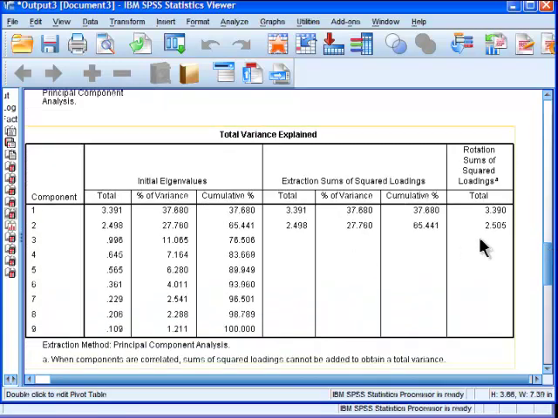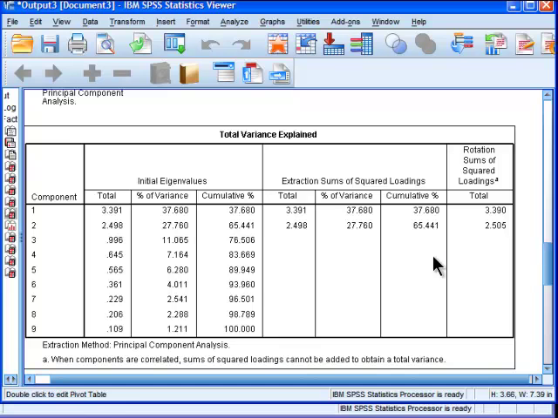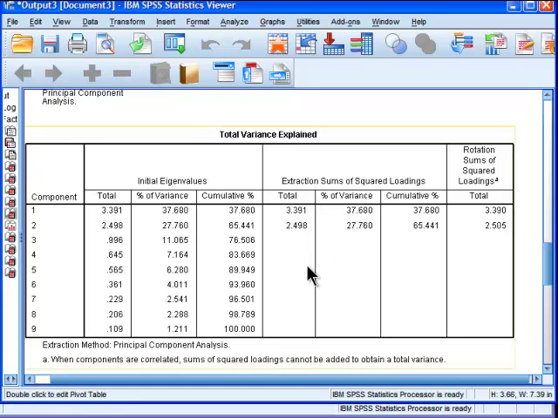Here in the total variance explained, the only real thing that you should interpret is this side of the table, because this is the extracted sums of squared loadings that we've extracted from the two component solution. And we have our extracted sums of squared loadings.